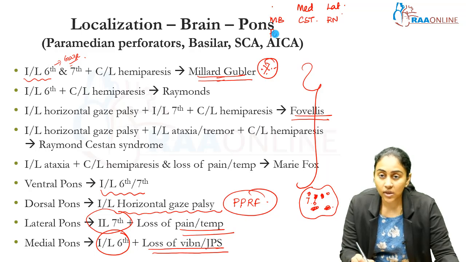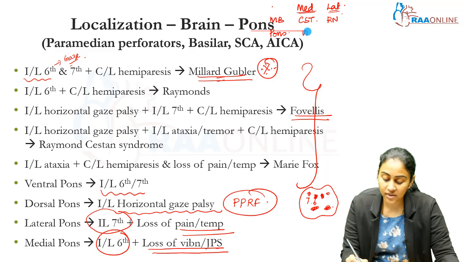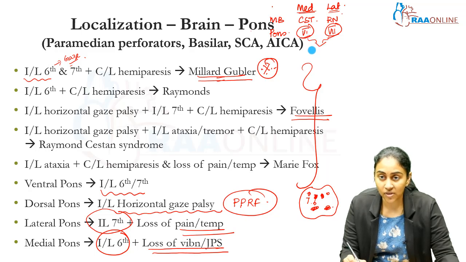Now similarly, in your pons, you have the medial lemniscal and lateral spinothalamic tract sensations. We know that already. What are the other clues? In your pons, remember the 6th nerve nucleus is situated more medially and your 7th nerve nucleus more laterally. So 6th nerve involvement points towards medial pons and 7th nerve involvement points towards lateral pons, and both of these are going to be features of ventral pons involvement.